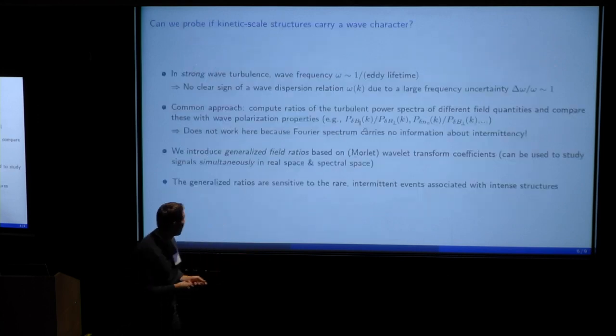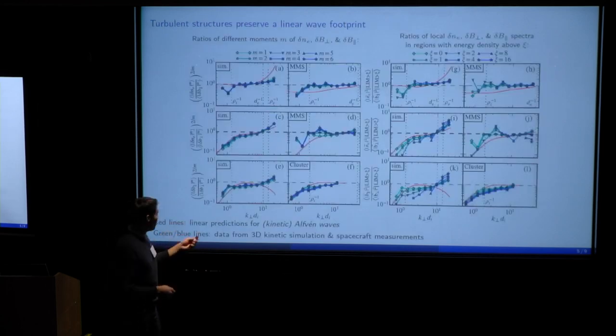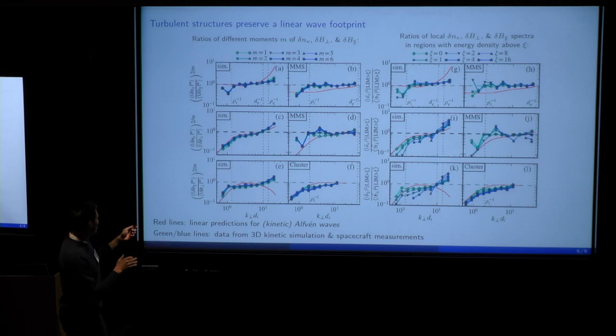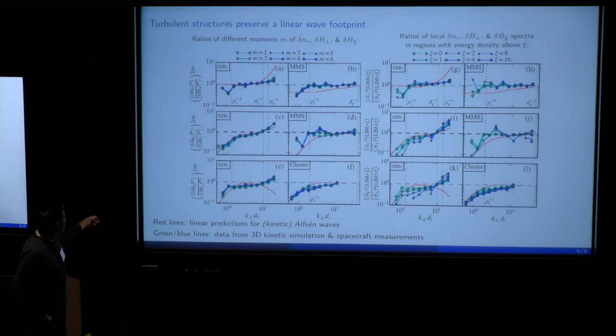So this is what we did. And here are some of the results we obtained. There's quite a few figures shown on this plot here, but let me just focus on this middle row right here. In this middle row, we consider the ratio of the electron density to the perpendicular magnetic field. And we construct two types of ratios.